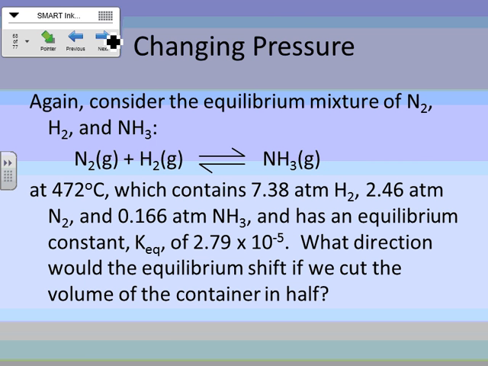All right. Changing pressure. So there are certain times when changing the pressure of a reaction would actually change equilibrium. Okay. The main time when this is going to be an issue, and again, this is unbalanced.